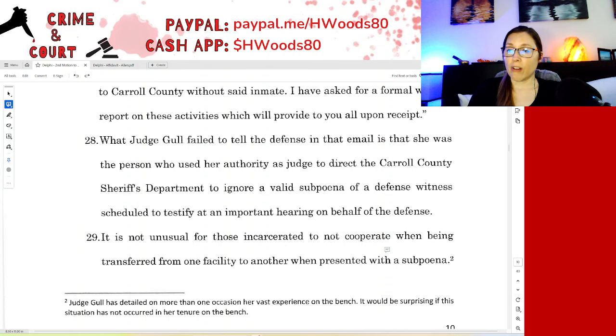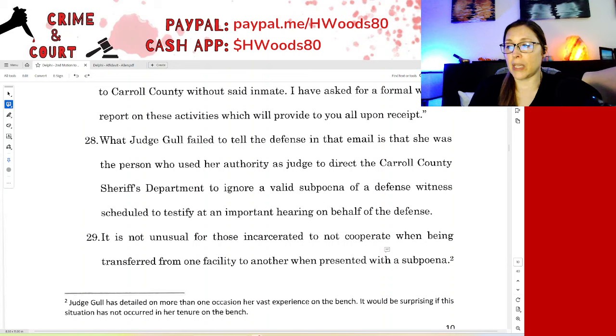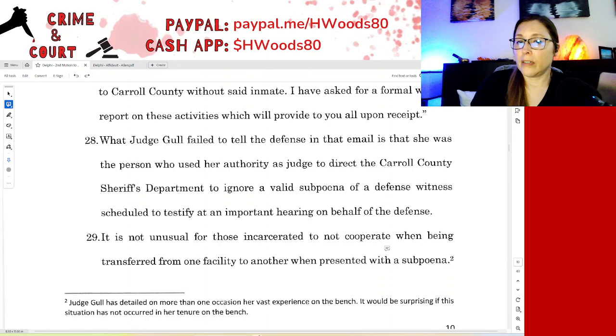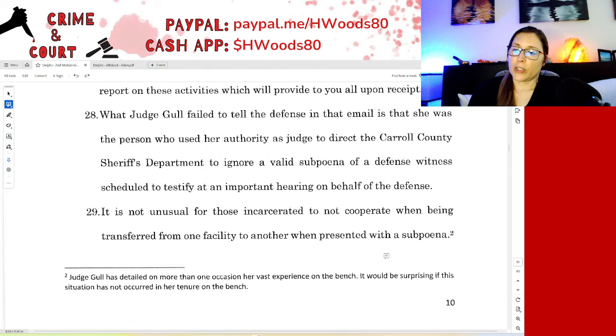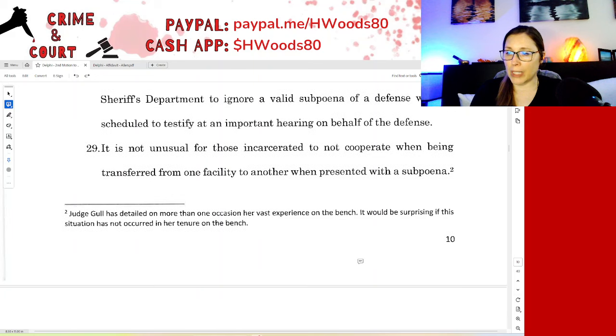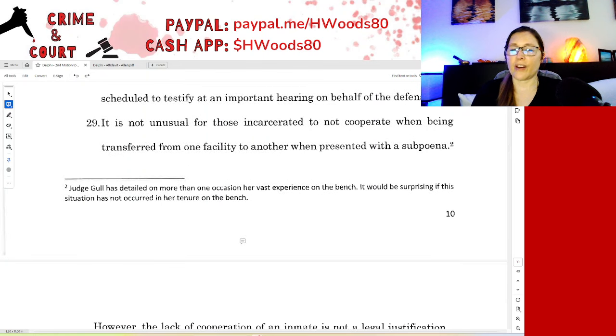Number 28. What Judge Gull failed to tell the defense in that email is that she was the person who used her authority as judge to direct the Carroll County Sheriff's Department to ignore a valid subpoena of a defense witness scheduled to testify at an important hearing on behalf of the defense. Yikes. All right, so it is not unusual. Did I miss a footnote? Oh no, I didn't. Okay, good. Number 29. It is not unusual for those incarcerated to not cooperate when being transferred from one facility to another when presented with a subpoena. Judge Gull has detailed on more than one occasion her vast experience on the bench. It would be surprising if this situation has not occurred in her tenure on the bench.